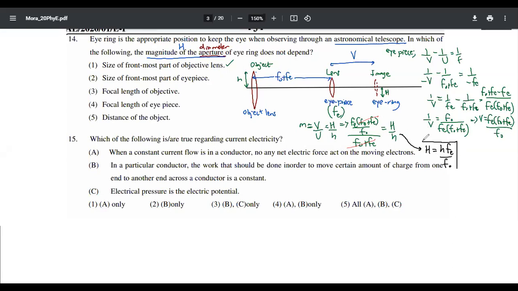Now we want this capital H to be as large as possible. So capital H is depending on simple h, the focal length of object lens, the focal length of eyepiece, everything. Yeah, these are the 3 points. Simple h is the height of the object lens, or half of the diameter. FE is the focal length of the eyepiece. FO is the focal length of the object lens.